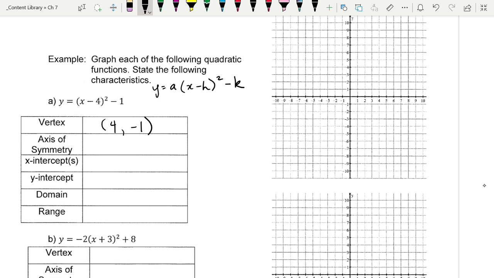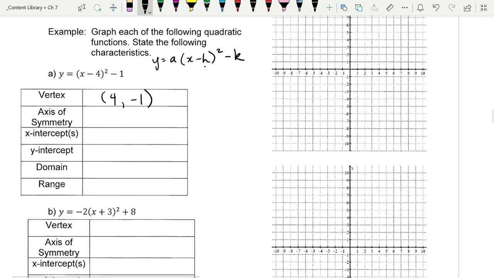It's because this is x minus h. So whatever h's value is, it gets minused in the formula. So if I see -4, h is 4. If I had seen +4, which I'm going to see in the next one, this vertex is -3, 8. Why? How? Because look at the formula.